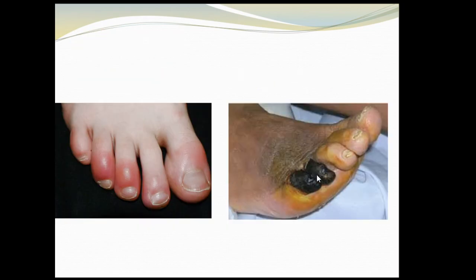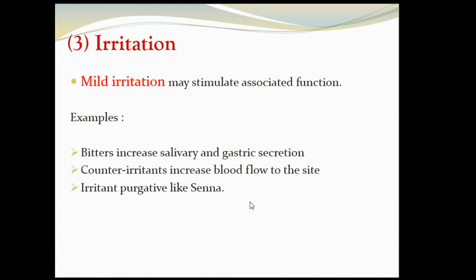So this is strong irritation and this one is mild irritation. Mild irritation produces inflammation, and there will be death or severe damage to the tissue if there is a strong irritation. Mild irritation may stimulate associated functions. Examples: bitters increase salivary and gastric secretions. If you eat something bitter, it will increase the salivary secretions, as we see with bitter tablets, etc.